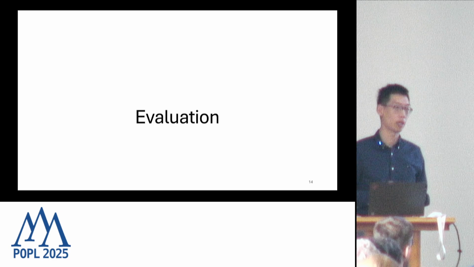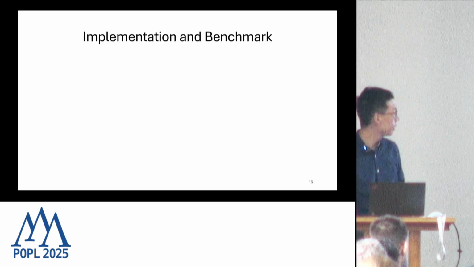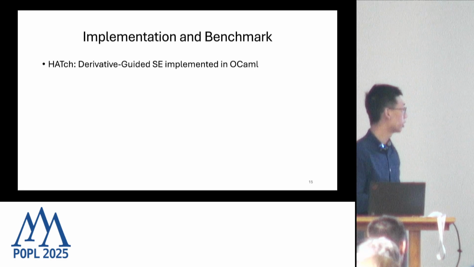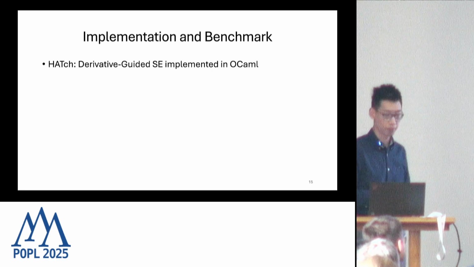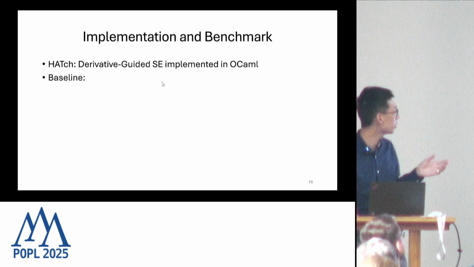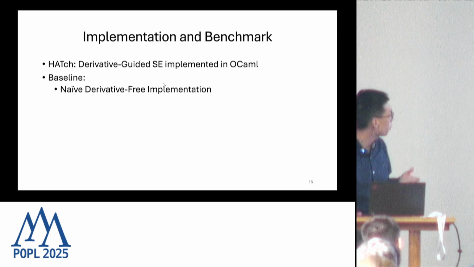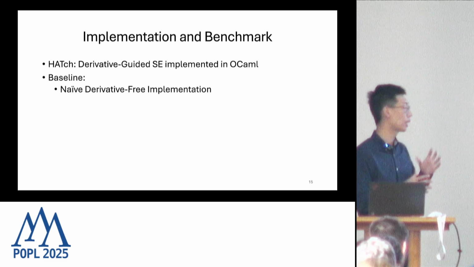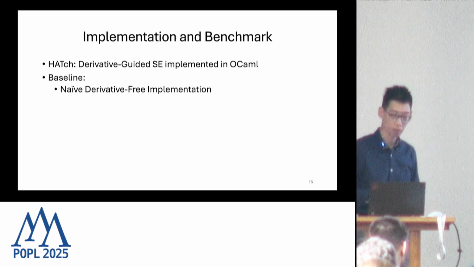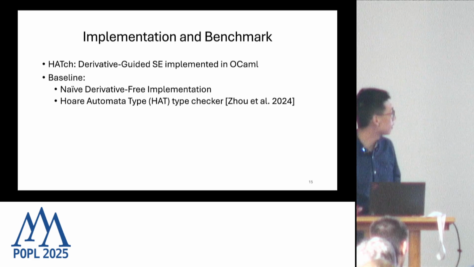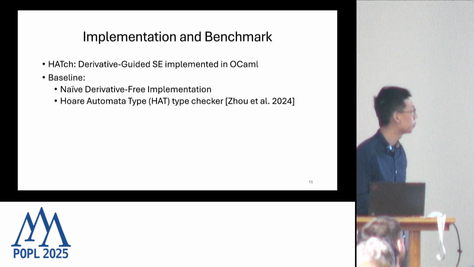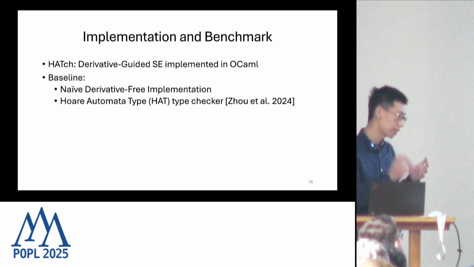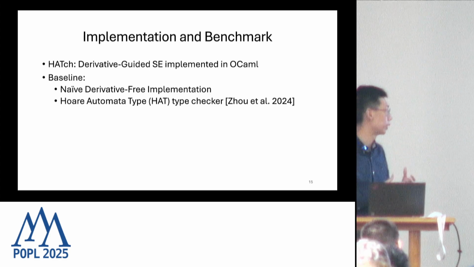To evaluate our derivative-guided idea, we implemented in OCaml a symbolic execution engine that is called Hatch. We compare Hatch with two baselines. The first one is a naive symbolic execution engine implementation that does not leverage derivatives. The second one is a recent work on hole automata type that is essentially a verification idea, but it is against a similar style of specification as ours.